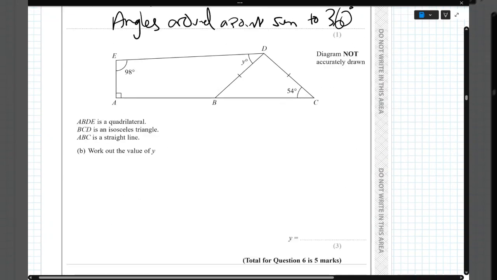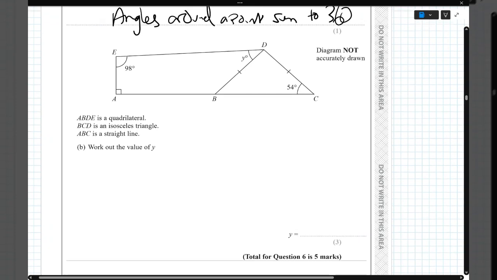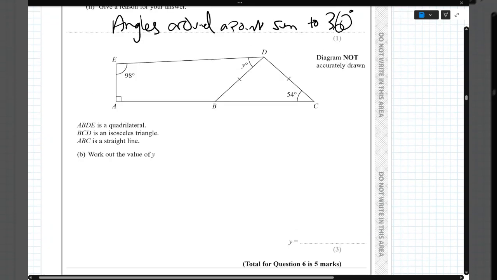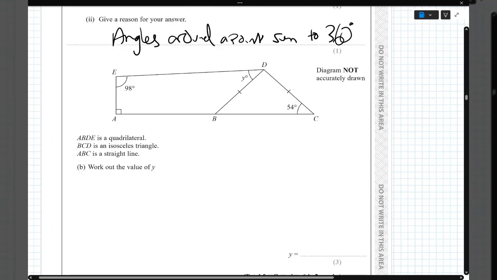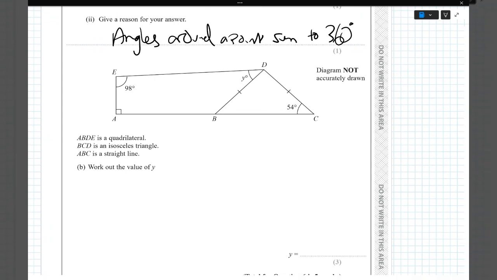Okay, we need to work out the value of y. 3 marks. It doesn't say we have to give reasons. We've got quadrilateral and isosceles. Okay, I'm going to start off with this isosceles. So this is 54. So those 2 angles in here and here are equal because we have an isosceles triangle.